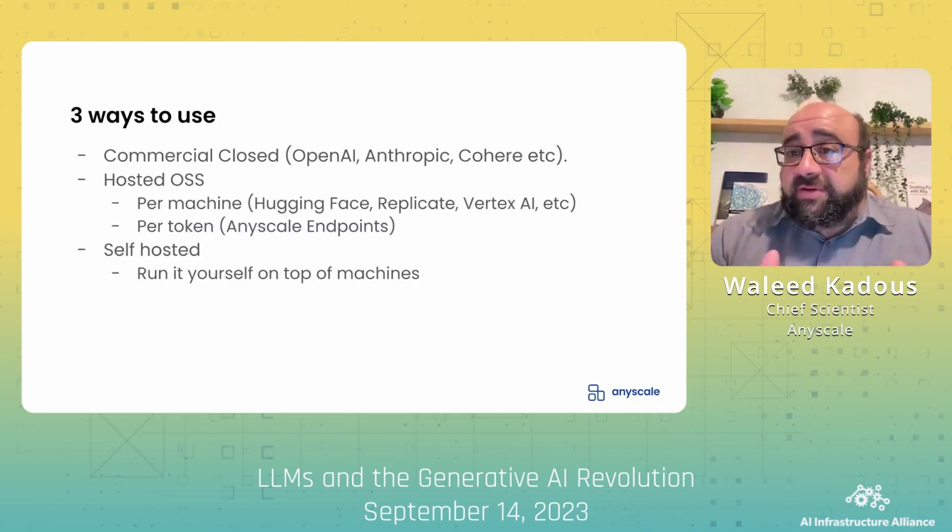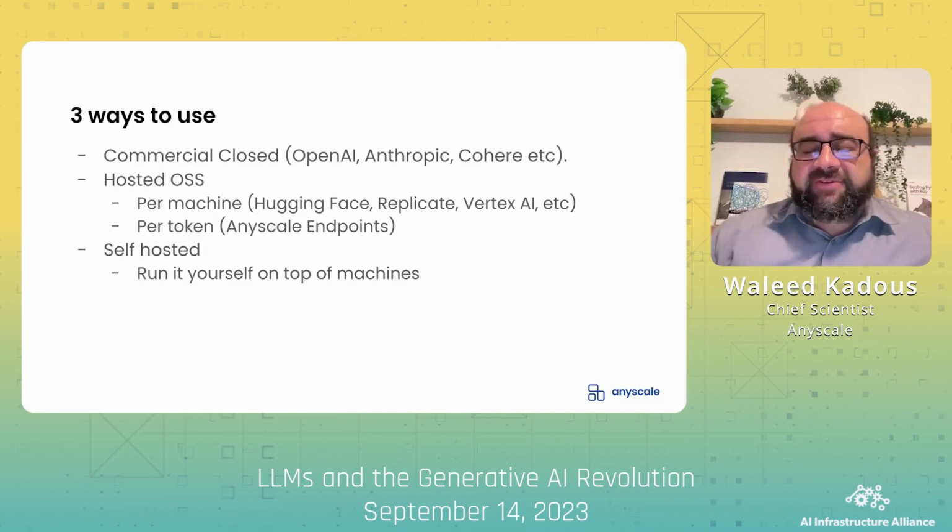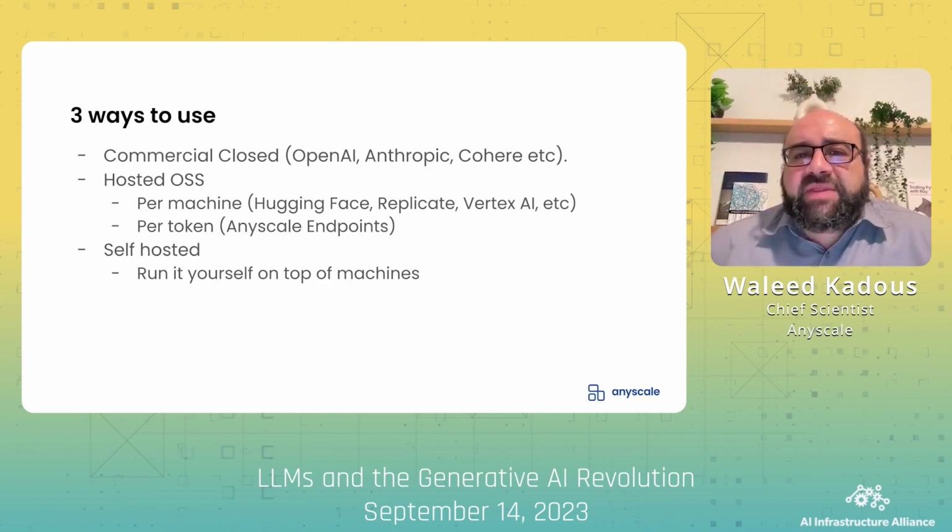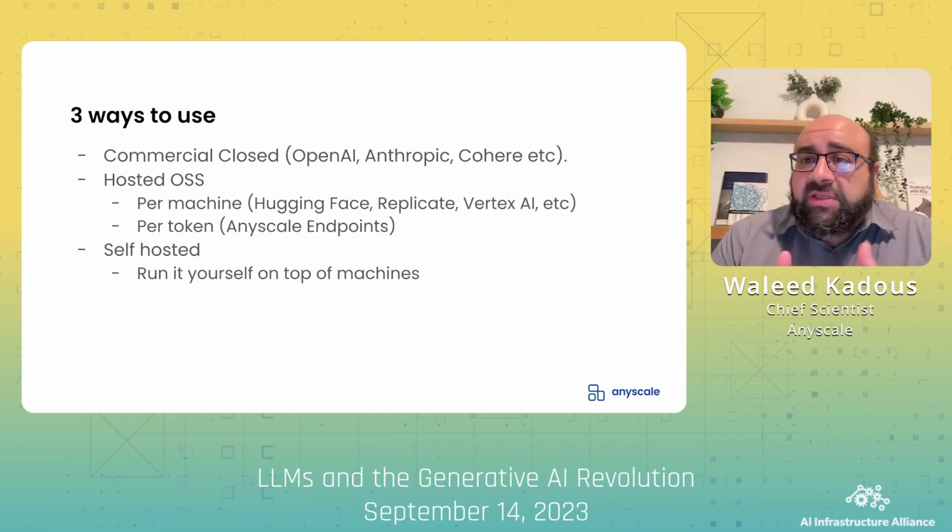And there's really 3 different options for how to do this. The first one is commercial closed, and that's the one that we're most familiar with. That's things like OpenAI and Anthropic, where you don't get to see the model, you send them queries and they come back. The second family of approaches are what we might call hosted open source models.